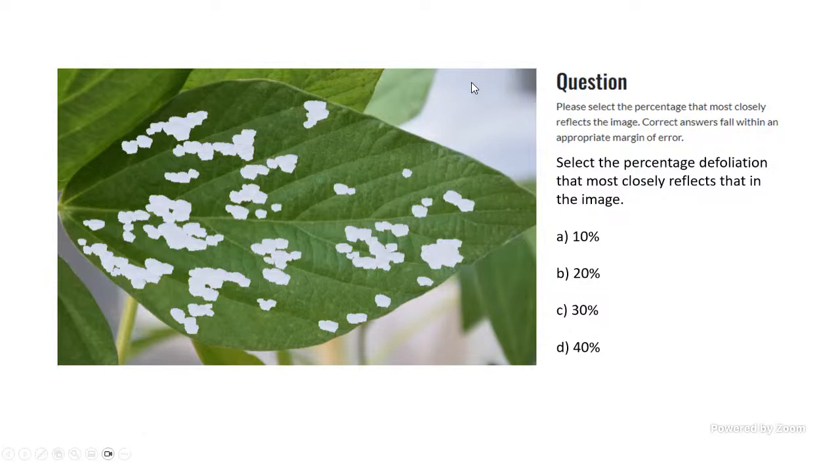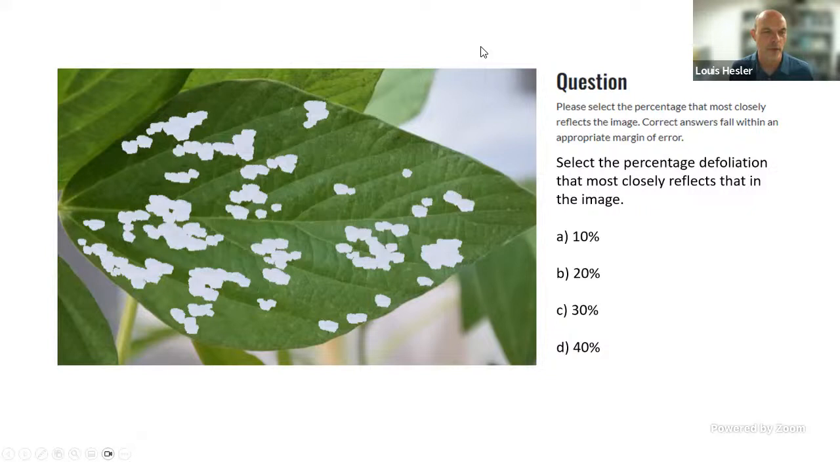Okay, super. So we have a leaf here that's been artificially defoliated. But I'd like you to select the percentage of defoliation that most closely reflects that in the image. And let's see here.